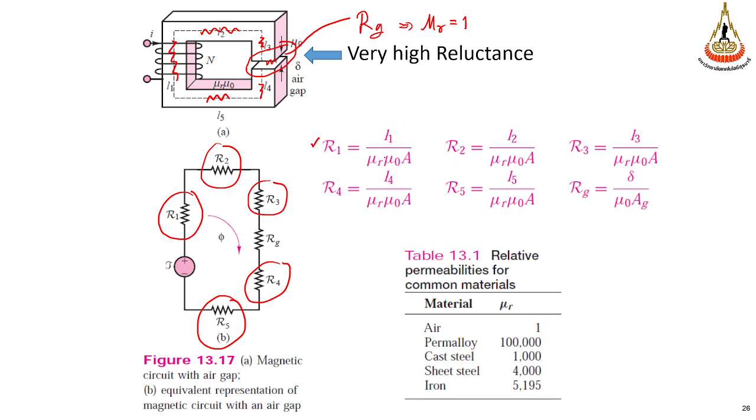R1 is L1 divided by mu r, mu 0 and A, right? We have this area. R2 is similar to R1. We use this L2 for the range. L3 is here, right? L4 is here. L5 is here, right? Like this.